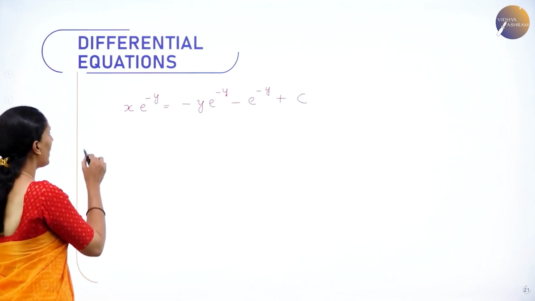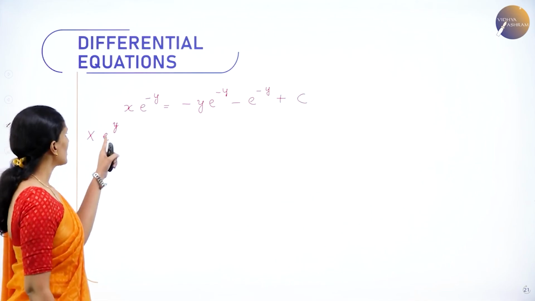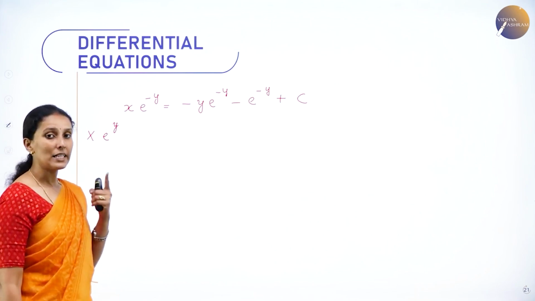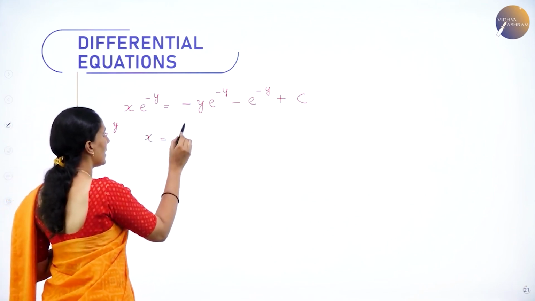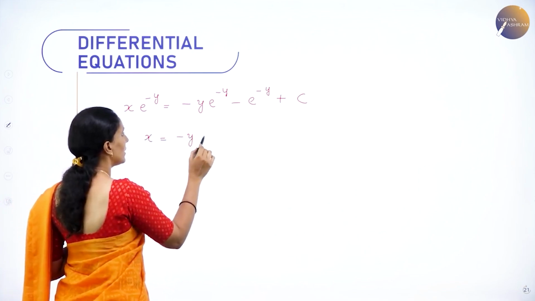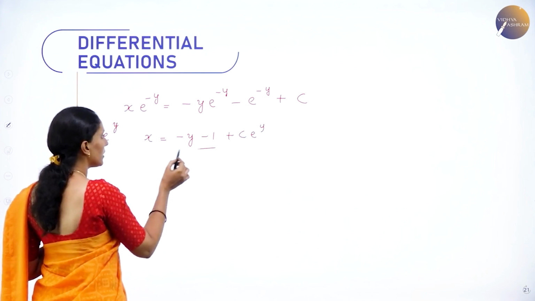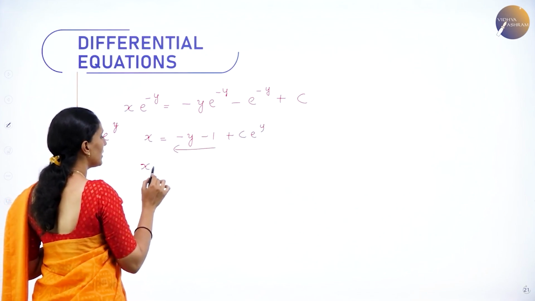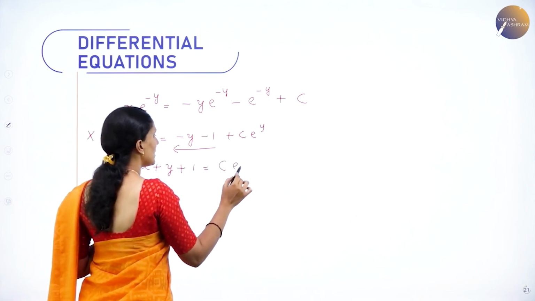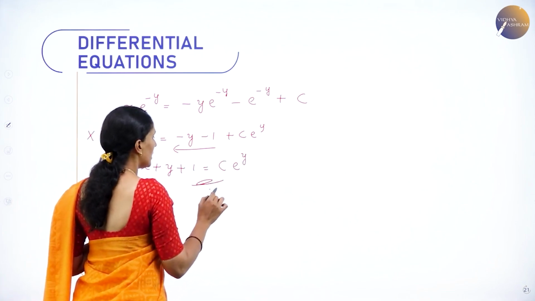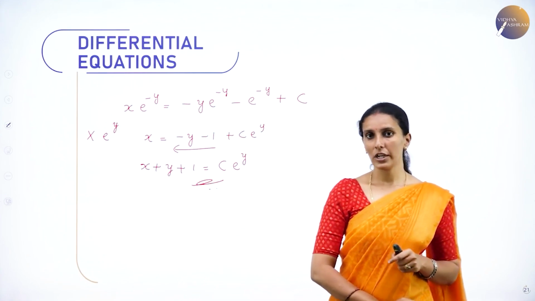Now multiply both sides by e power y. E power minus y cancels, becoming exponential power 0. So it is x equals minus y, minus 1, plus c into e power y. Shift this to the left hand side, then x plus y plus 1 is equal to c into e power y. Thus, this is the required solution for the linear differential equation.